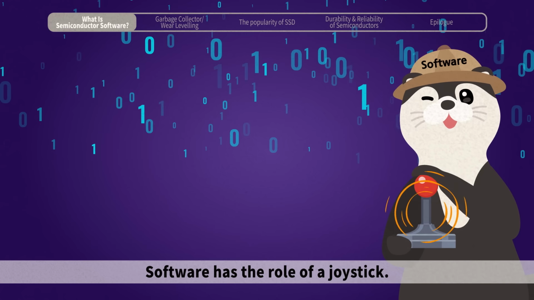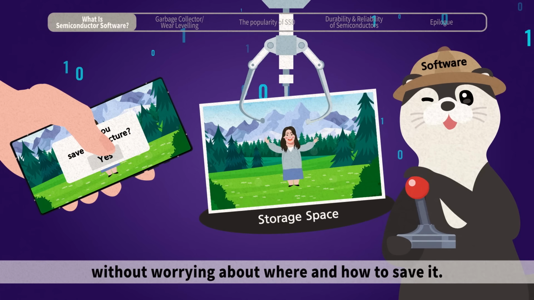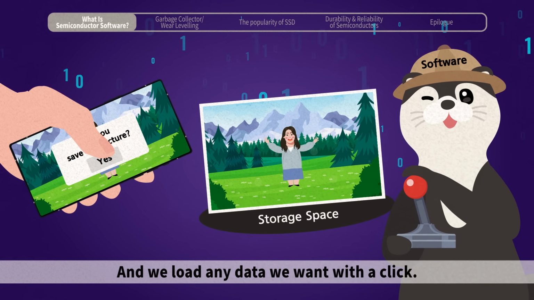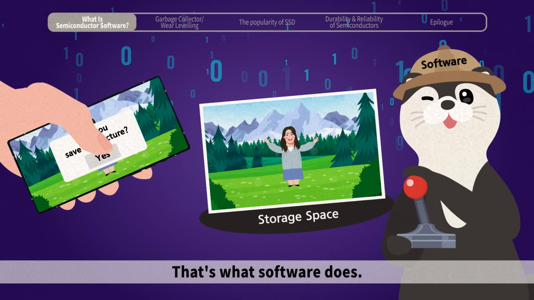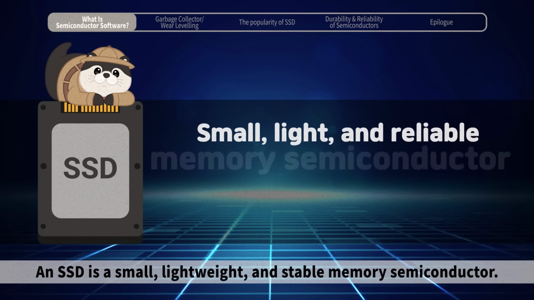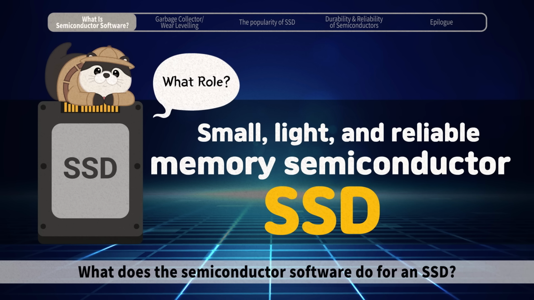Software has the role of a joystick. To save data, we simply click the Save button without worrying about where and how to save it, and we load any data we want with a click. That's what software does. Semiconductor software really serves to benefit SSDs. An SSD is a small, lightweight, and stable memory semiconductor. What does the semiconductor software do for an SSD?